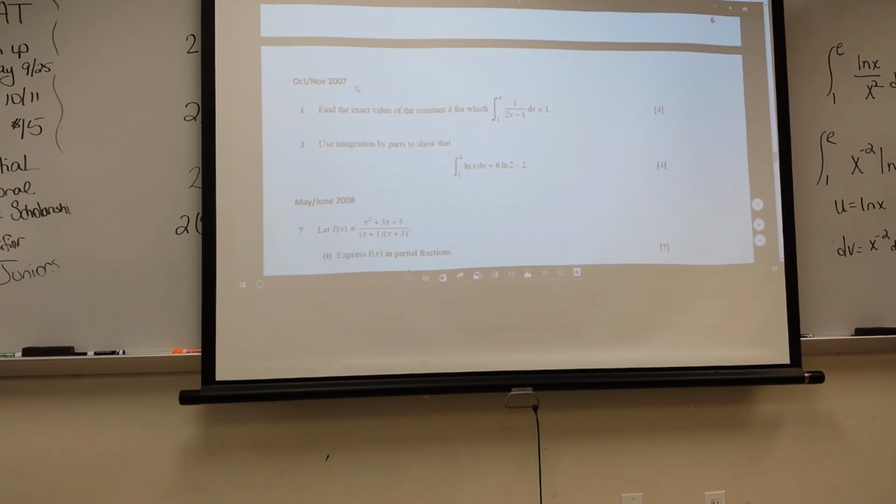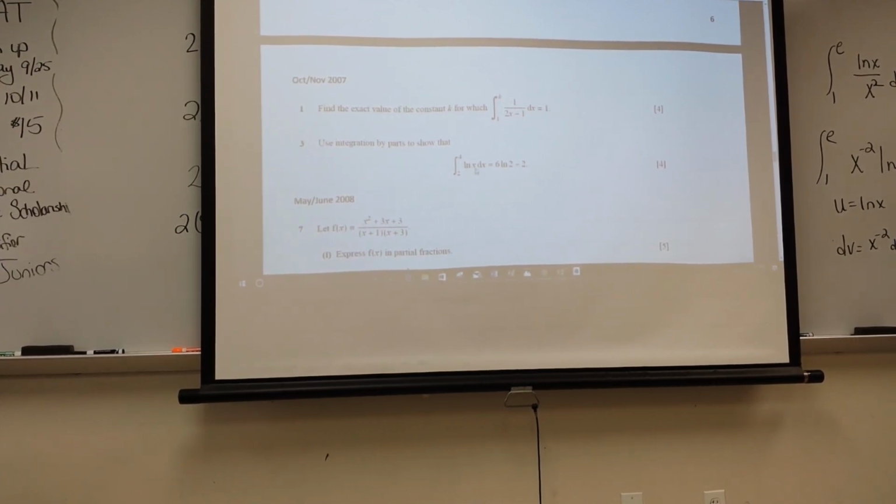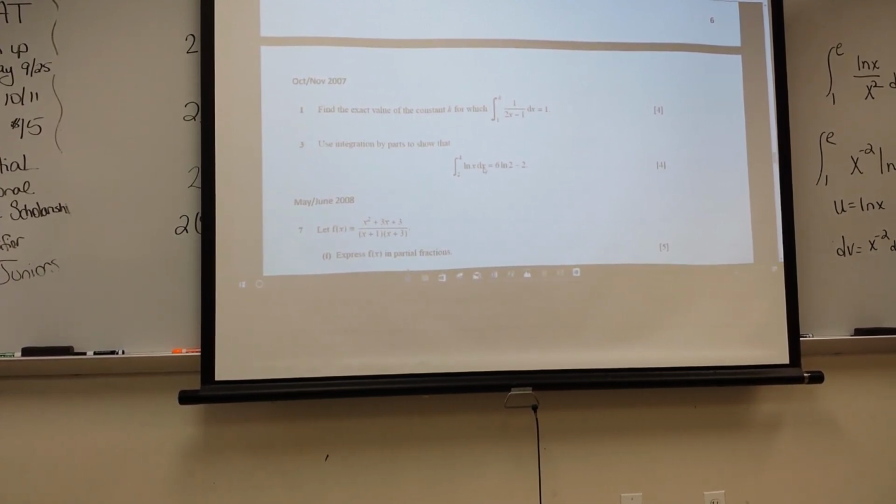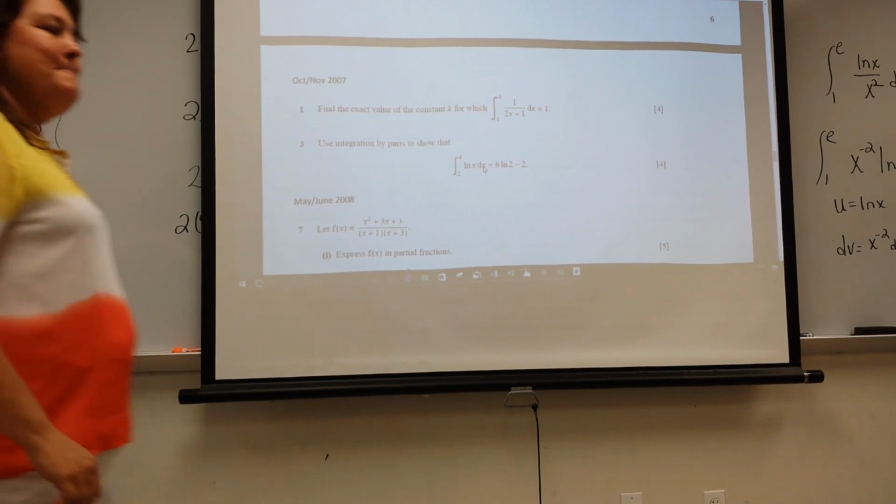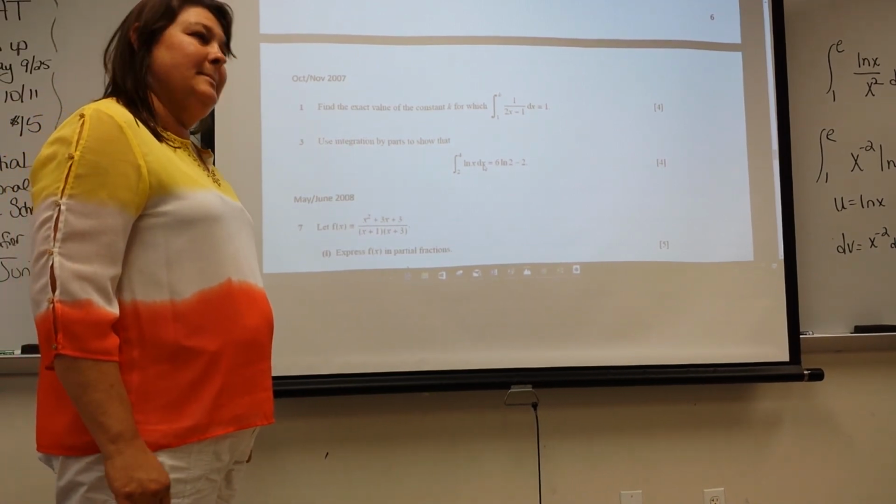Look at October, November 2007, please. Use integration by parts to show that this equals this. Given the answer. That's a really good question. They want me to use integration by parts, but there's only ln of x and dx. So there's only one thing. Well, you could have ln of x, and its derivative, right?